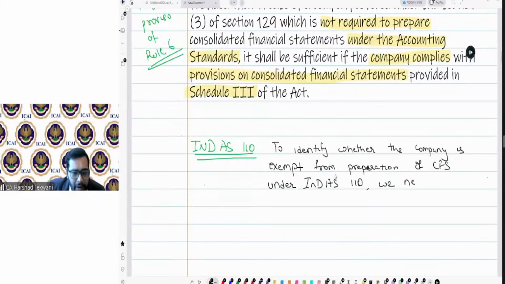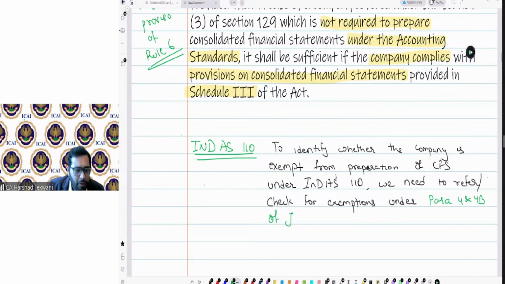We need to refer or check for exemptions under para 4 and 4b of Ind AS 110. So in order to identify whether the company is exempt or not, you need to check para 4 and 4b of Ind AS 110.